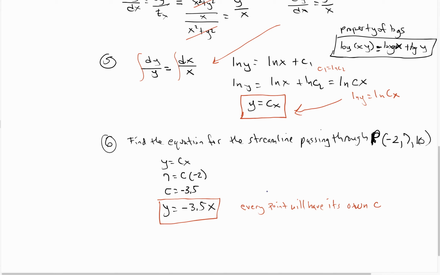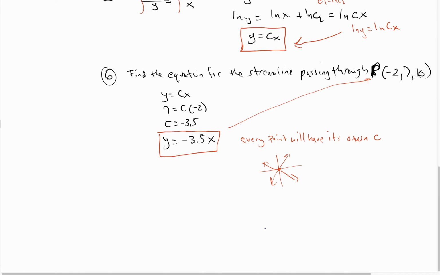So it's only for this point. That would be the streamline coming out. And if you had lots of points, if this was your infinite line of charge coming out of the plane, you would have a different c value for every one of these lines going off the infinite line of charge. So that concludes this chapter, Chapter 2.